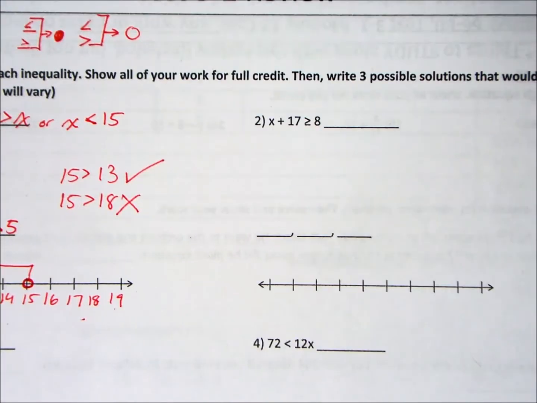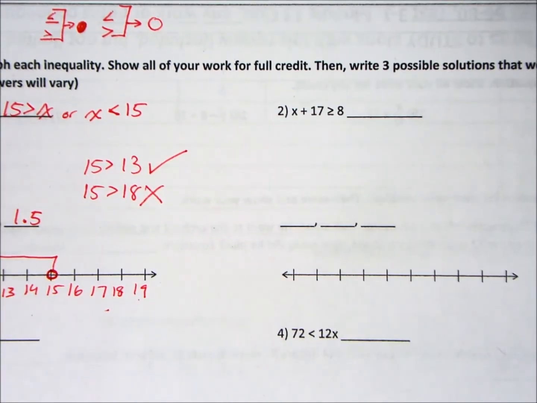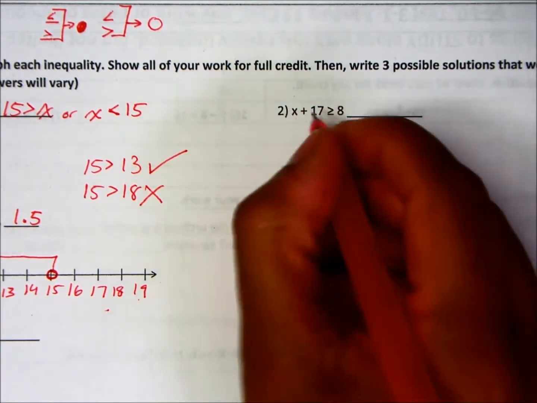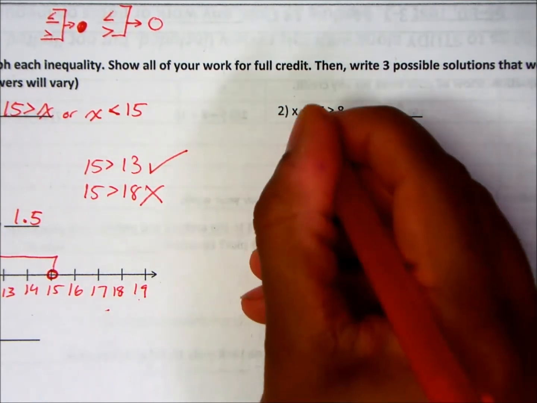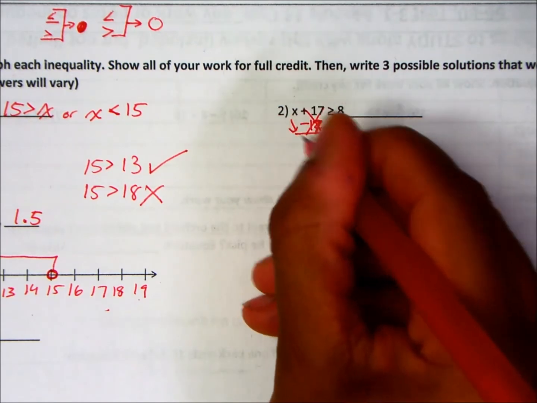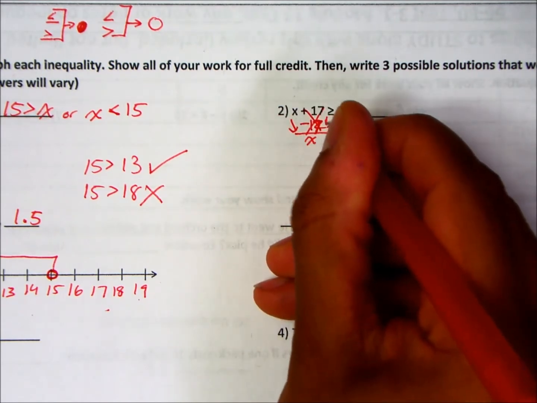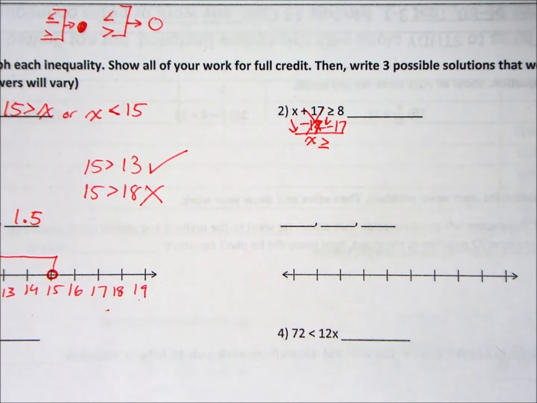So let's do the next one. Okay, x plus 17 is greater than or equal to 8. The inverse operation is to subtract. Remember, you want to get x by itself. That's the whole goal. Bring down greater than or equal to.